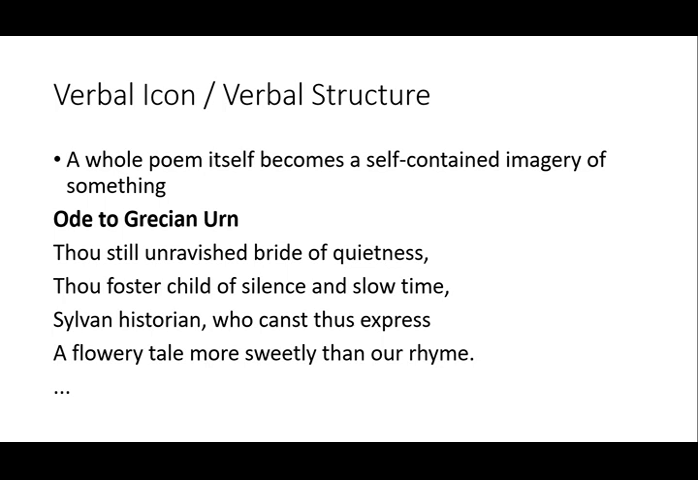Those are the elements of it. So that's one way to think about a vehicle and tenor in this case. I will continue next with the verbal icon and verbal structure, and we will look deeper into one of the examples of the ode. Thank you.